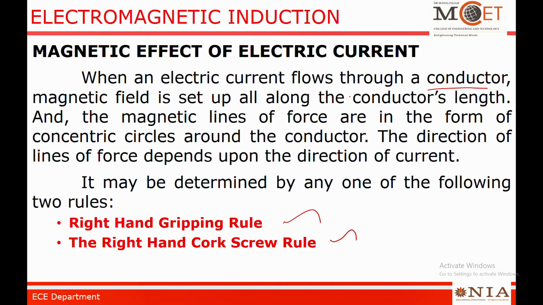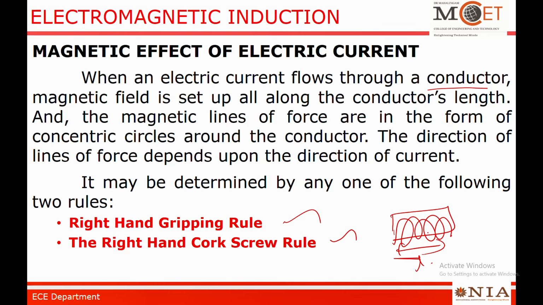Next is the conductor's length. The magnetic field is set up along the conductor's length. If there is a conductor, it has some length, and this length is defined by the magnetic field. So the magnetic field is also set up along the length. The conductor has an electric current flow, so there is a magnetic field.